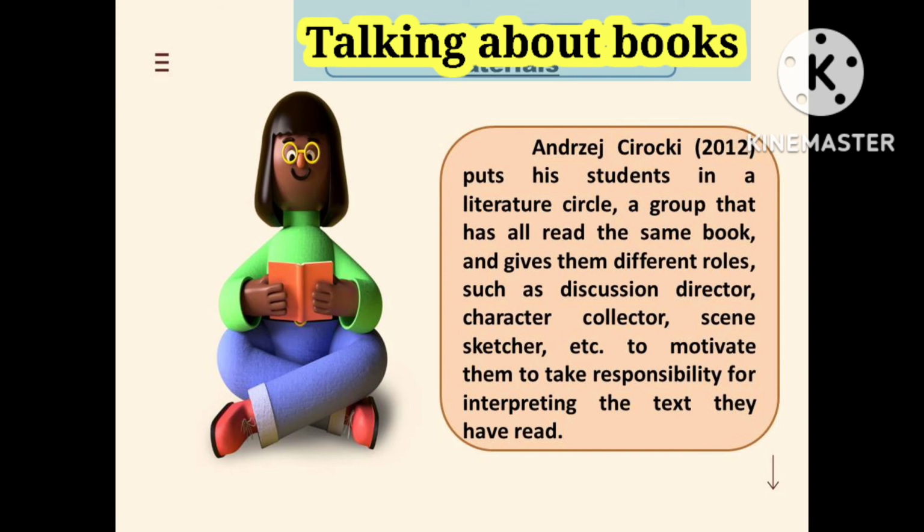Many teachers boost their students' motivation to read by organizing book clubs or literature circles. According to Andrzej Szeruki, in 2012, he put his students in a literature circle, a group that has all read the same book, and gave them different roles such as discussion director, character collector, scene sketcher, and so on. This is to motivate them to take responsibility for interpreting the text they have read.